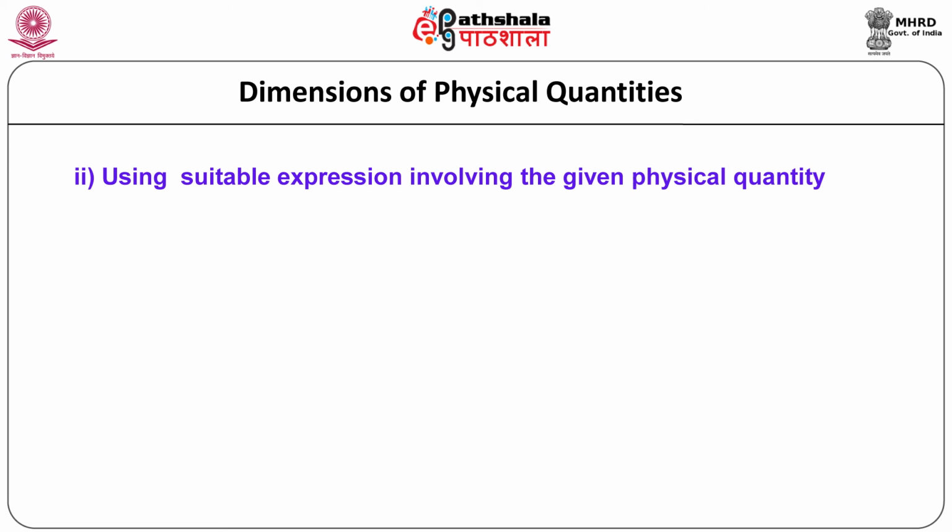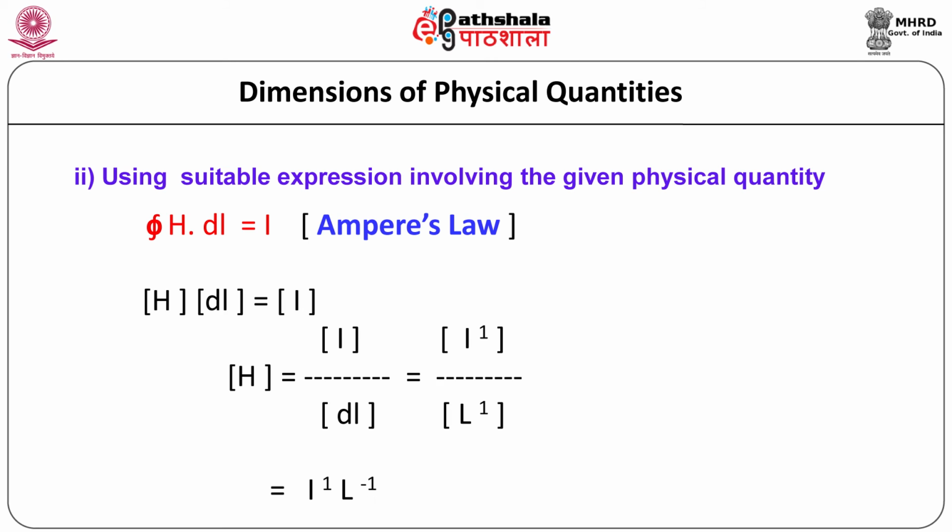The dimensions of a given physical quantity can be derived using any suitable expression involving the given physical quantity. For example, from Ampere's law in magnetostatics, we know that the line integral of intensity of magnetic field H over a closed path equals the total current I associated with the loop. Using this, we understand that the dimensions of H are 1 in current and minus 1 in length. Accordingly, the units of H will be ampere per meter. Thus, we say that dimensions can be derived by using the expression which involves the physical quantity.